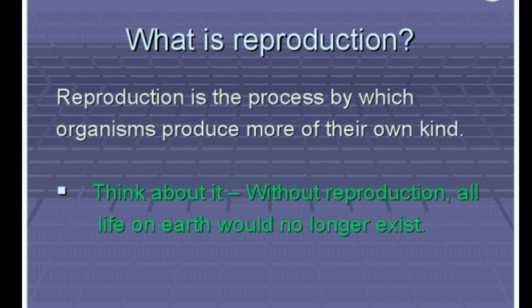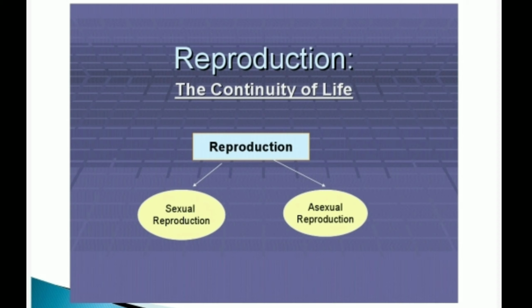So first of all, we must understand what reproduction is. Reproduction is the process by which organisms produce more of their own kind. Think about it, without reproduction, all life on earth would no longer exist. Reproduction is basically the continuity of life. There are two types of reproduction. One is sexual reproduction, the other one is asexual reproduction.